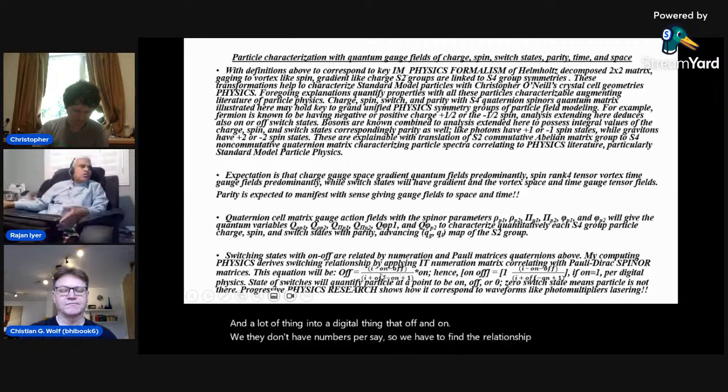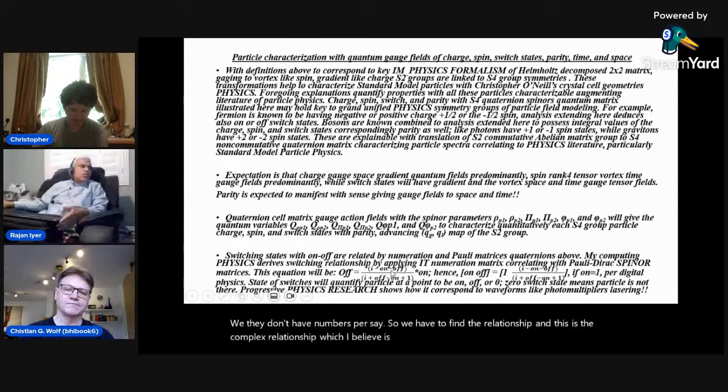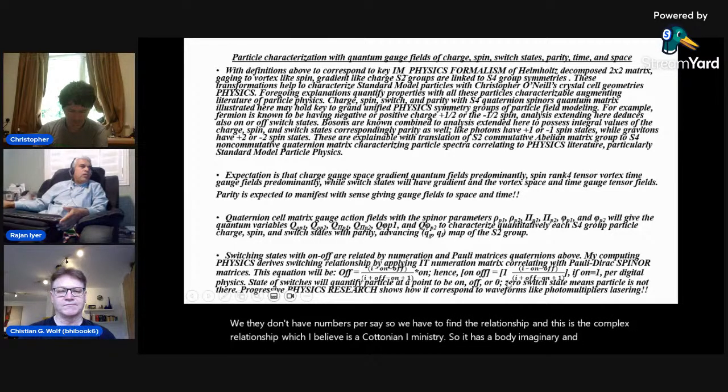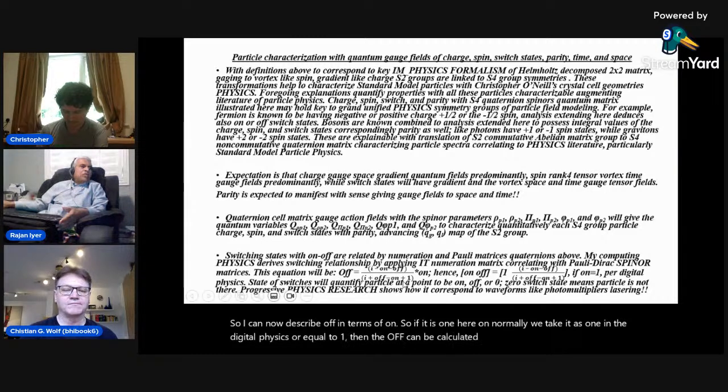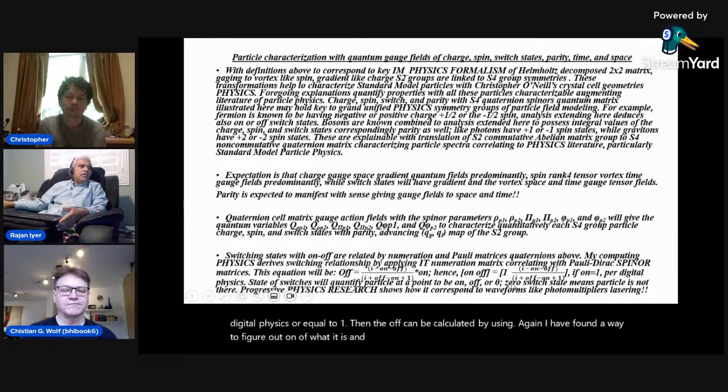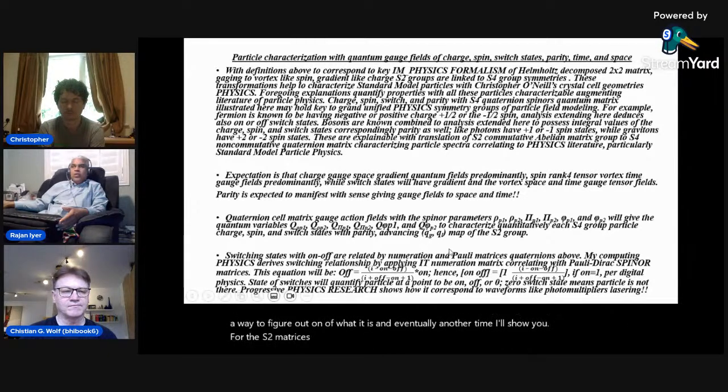So we have to find a relationship, and this is a complex relationship, which I believe is a quaternion, I minus thing. So it has both imaginary and real aspects, and I can now describe off in terms of on. So if on is 1, which normally we take as 1 in digital physics, then the off can be calculated. I have found a way to figure out what that is, and eventually at another time I'll show you how we can figure out a square wave, how it connects to a square wave.